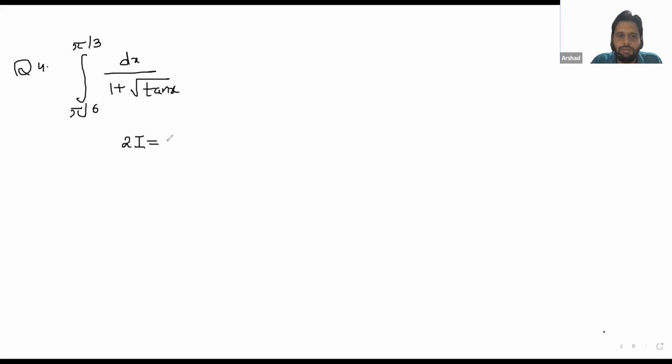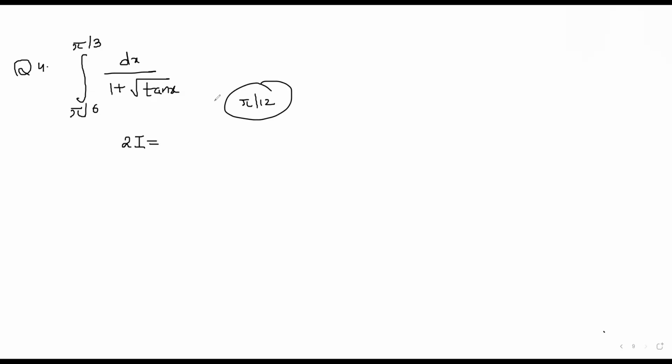And Nabil, is it done? Yes, sir. What's the answer? I'm getting pi by 12. Very good, Nabil. It is pi by 12. How have you solved this, Nabil? Using sine of pi by 2 minus theta. Very good. It is correct. Huzaifa, which method have you used here?